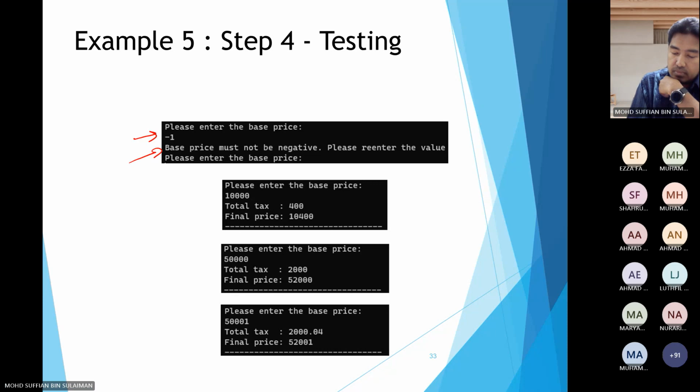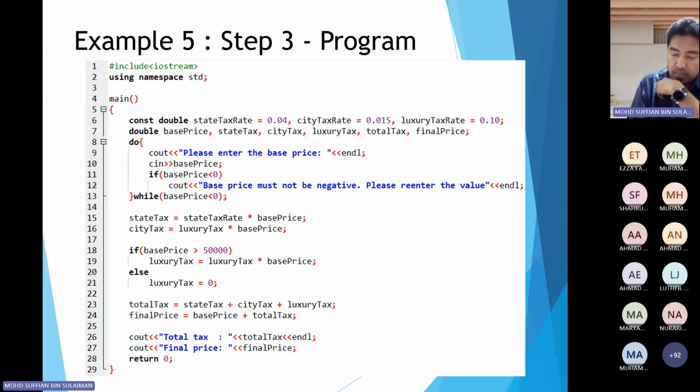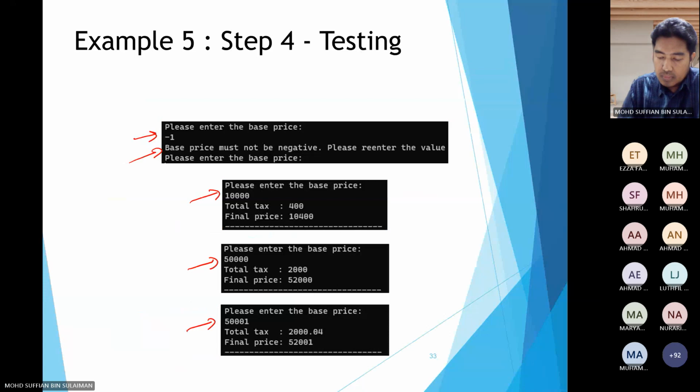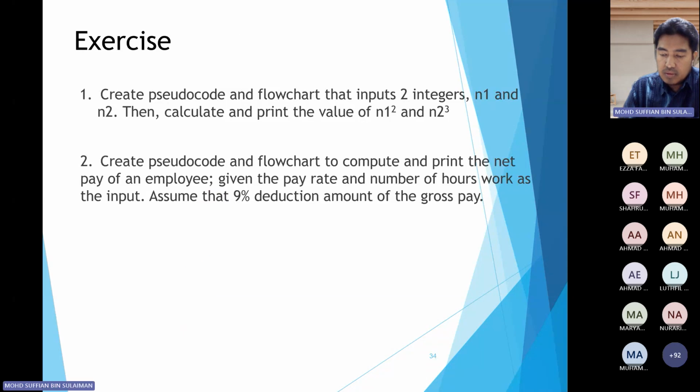If 10,000, 50,000, 50,001. Okay, so again, you need to look at this. There is a difference between 50,000 and greater than 50,000. So if 50,001, this formula will be executed, right? This one, 50,001. All right, that's it.